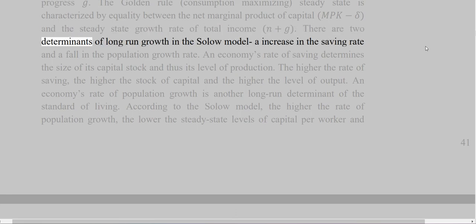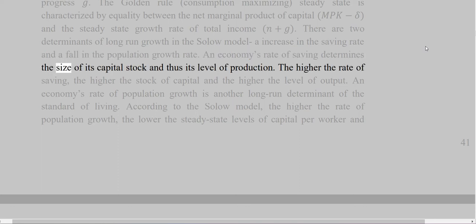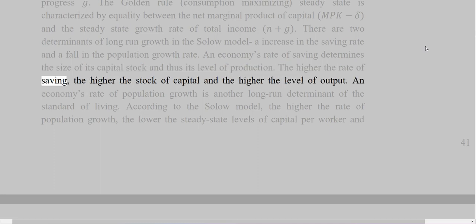There are two determinants of long-run growth in the Solow model: an increase in the saving rate and a fall in the population growth rate. An economy's rate of saving determines the size of its capital stock and thus its level of production. The higher the rate of saving, the higher the stock of capital and the higher the level of output.